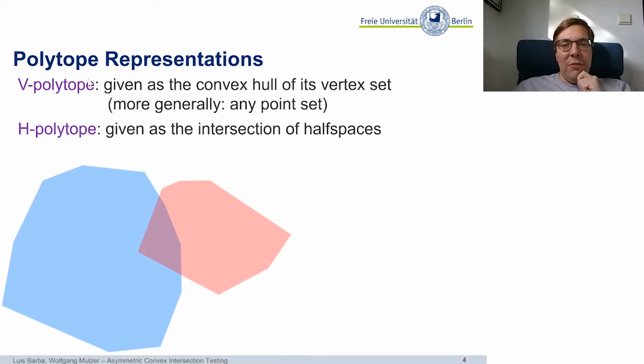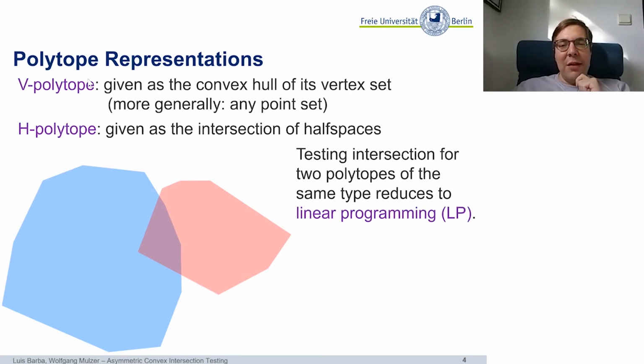Okay, and so the question is whether, if I have two polytopes, there exists a point in the intersection, and I want to solve this quickly algorithmically. And the special twist in the way I present the problem is that the two polytopes, where I want to know whether they intersect or not, are given in two different ways. So one polytope is given as a V polytope, as a convex hull of a point set, and the other polytope is given as an H polytope, as an intersection of half spaces. And this somehow makes the problem more difficult.